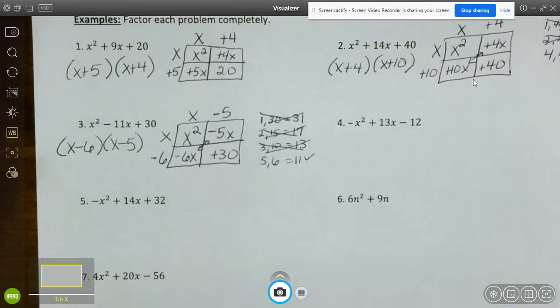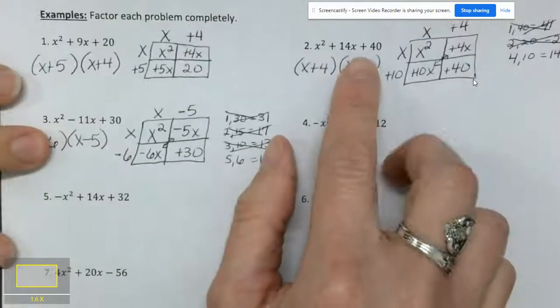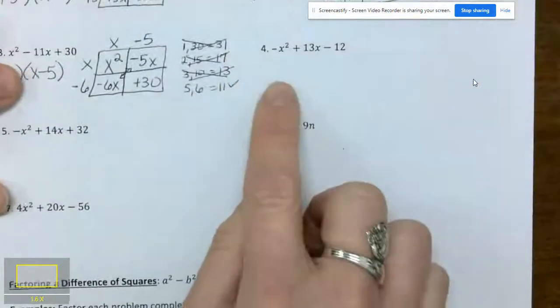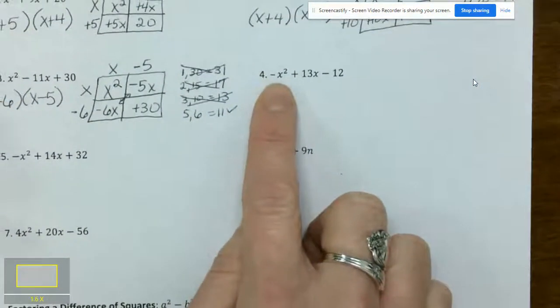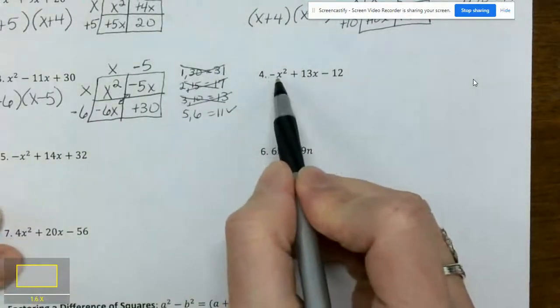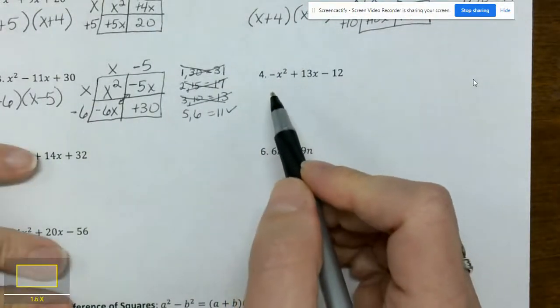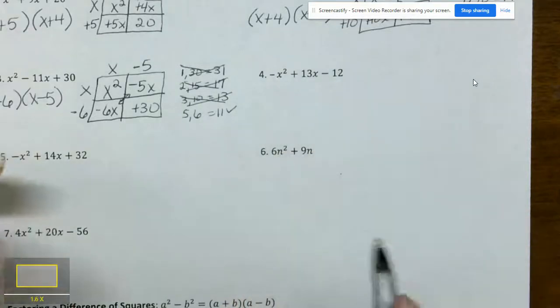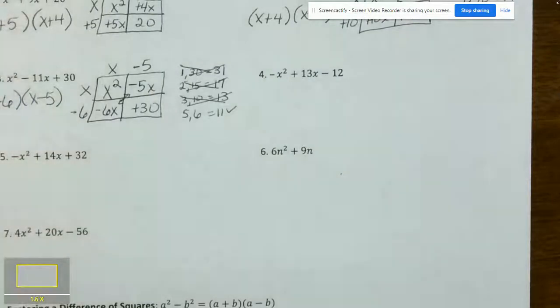Okay, we're going to continue with factoring when a equals 1. But this time I want you to notice we've got a negative in the front of our x squared. So anytime you have a negative, this is no longer a 1, but a negative 1. The first thing you're going to do is take out that negative. I like to call it, this is not a word, but this is what I like to call it.